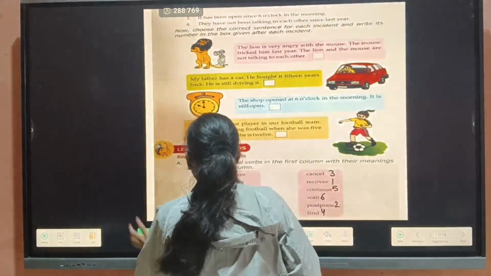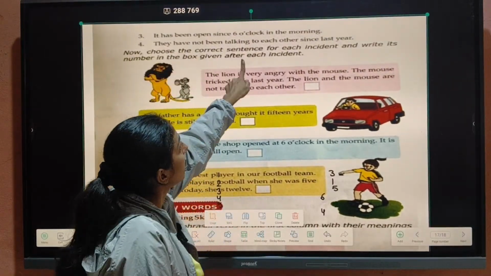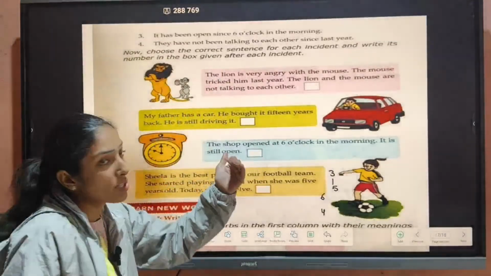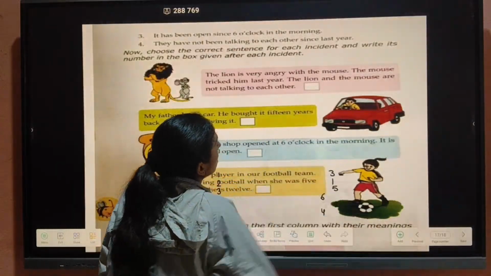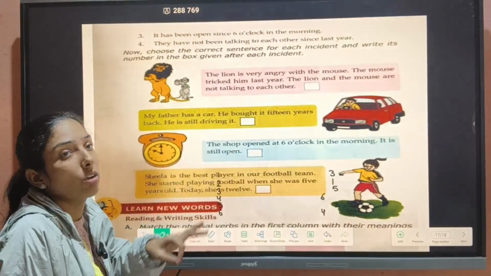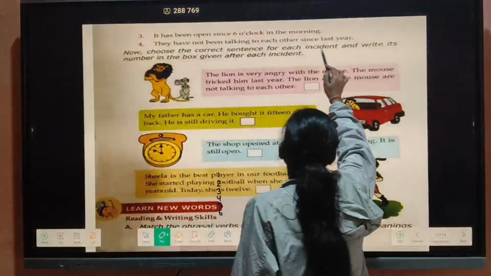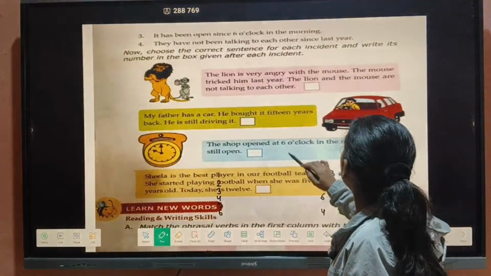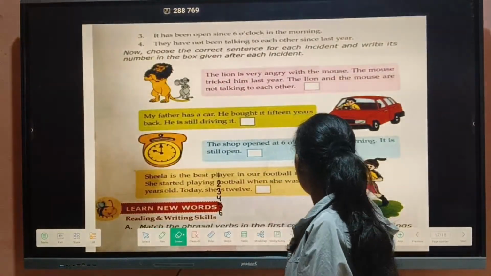Then third sentence, beta. It has been open since 6 o'clock in the morning. Means it is open from 6 o'clock in the morning. Fourth, they have not been talking to each other since last year. From last year, they are not talking to each other. Means still they are not talking to each other. Now, choose the correct sentence for each incident. For each incident, you have to choose a correct sentence and write the number in the box given below for each incident.